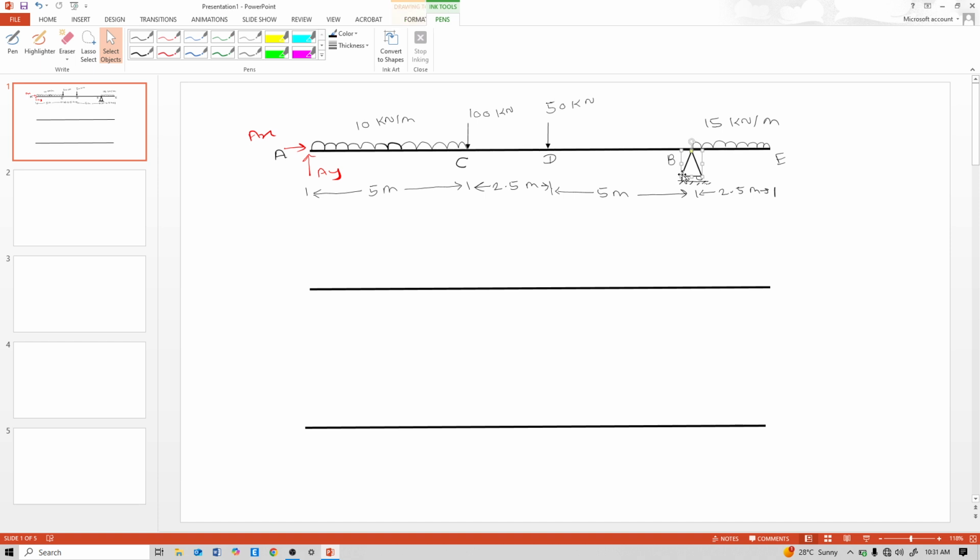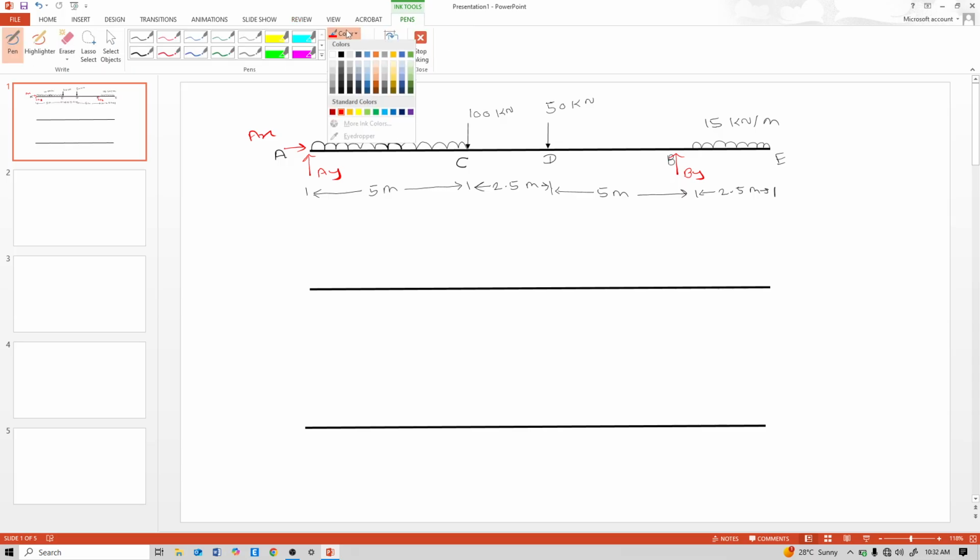Now remove this roller support also. And for a roller support, only a vertical reaction, BY. So this is the free body diagram of this beam. Now let's judge the shear force diagram of this beam.